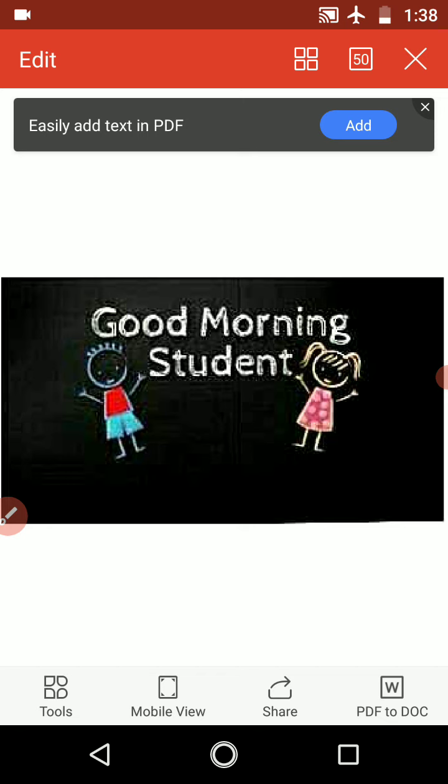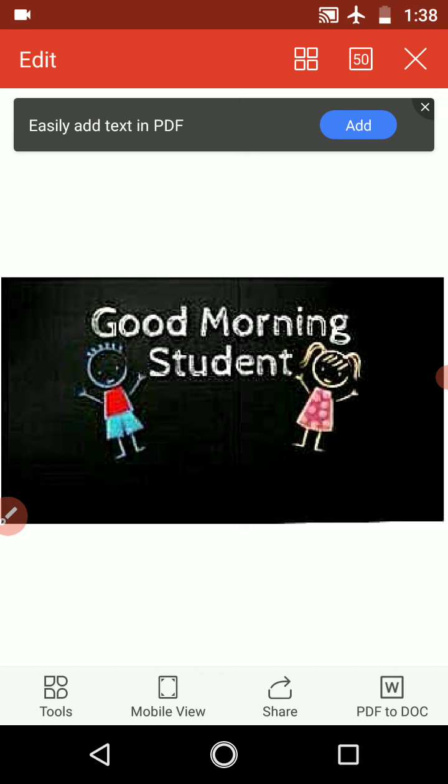So you have to open your English grammar book. If you have a book, open your book. Lesson first, alphabetical order. We are starting our lesson first, alphabetical order.